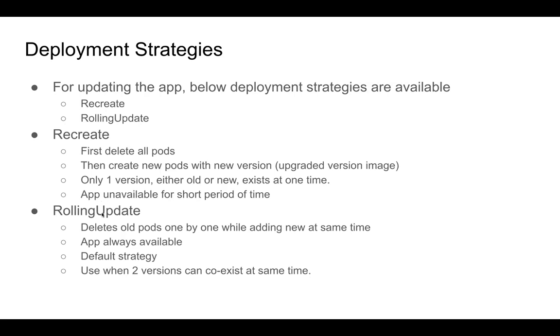The other deployment strategy is rolling update, and we have seen an example in the diagram of that already. It deletes all ports one by one while adding new at the same time. So apps are always available. It's a default strategy in the deployment, and we should use that as much as we can. And one requirement for this is the 2 versions, the older version and the newer version which we are trying to update to, should coexist at the same time.